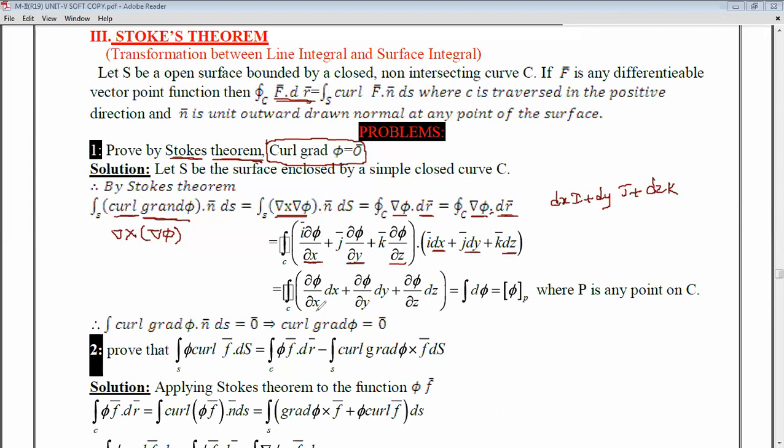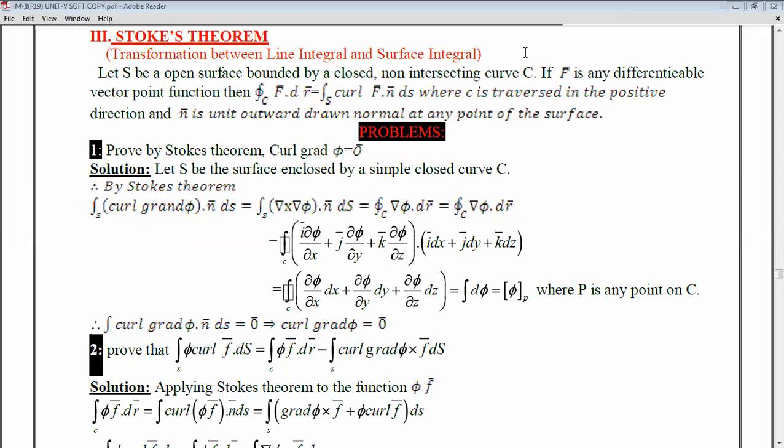Okay, so which one is this? Already we applied, this is the total derivative form. So that only here we wrote d phi is equal to dou phi by dou x into dx plus dou phi by dou y into dy plus dou phi by dou z into dz. So integral d phi is nothing but phi at a point P. So phi where P is any point on the curve C, that is a scalar one. Obviously that is 0. Okay, so we will get the 0 vector. At any point on the surface, that scalar point function becomes 0. Okay, next, the second one.